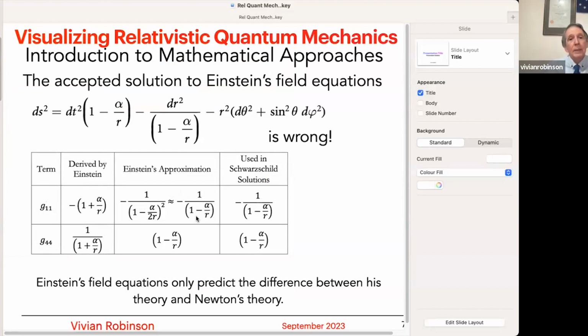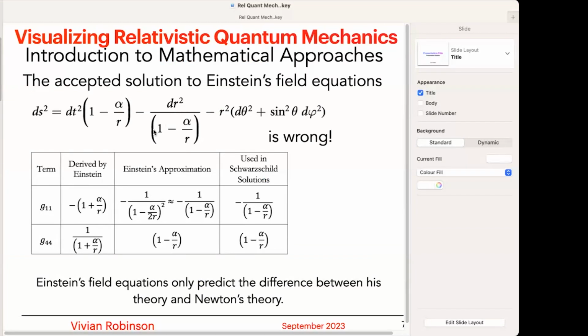He approximated them to 1 minus alpha over R, and it was the approximations that were picked up and used in this solution. Yeah, I understand what I wanted to say, or what I read is I have a German version of an Einstein book, and since I'm German, I can read it. And he says, in the 50s, it was written.